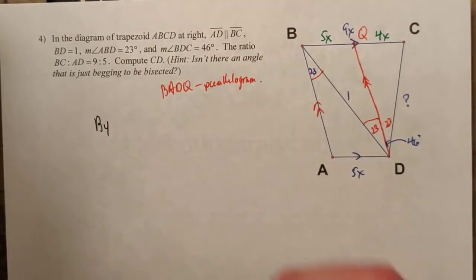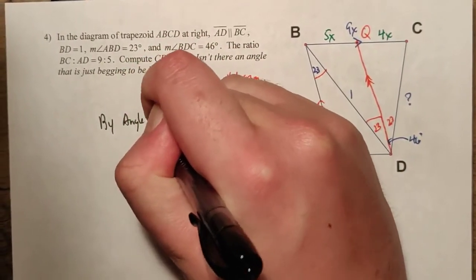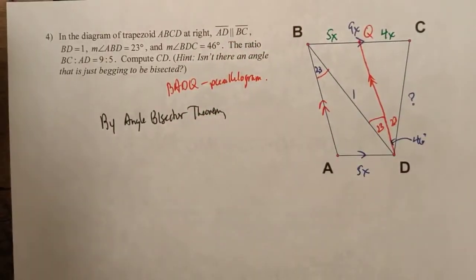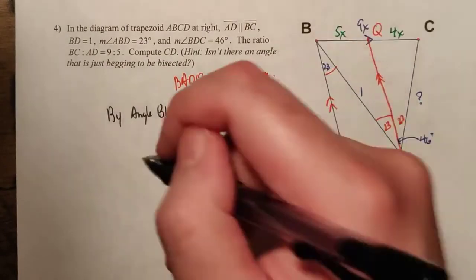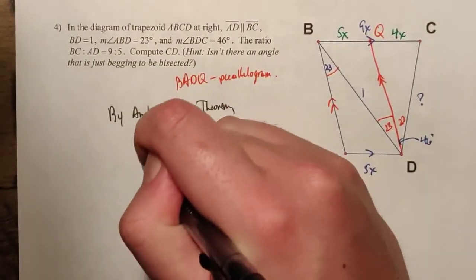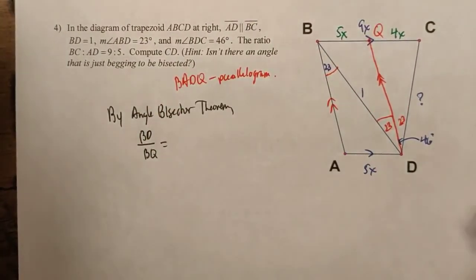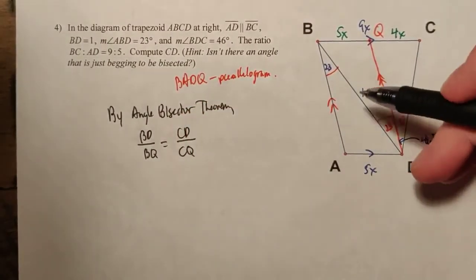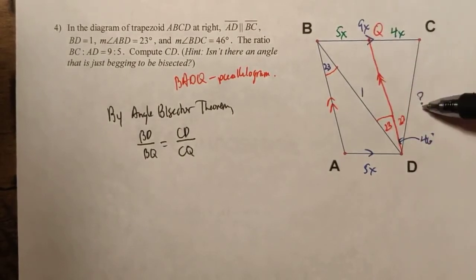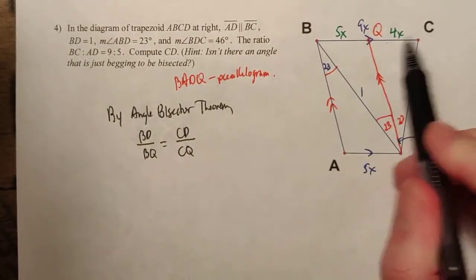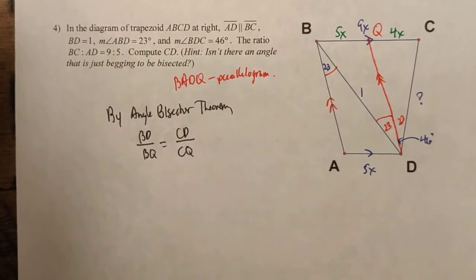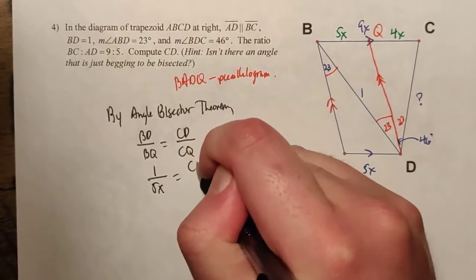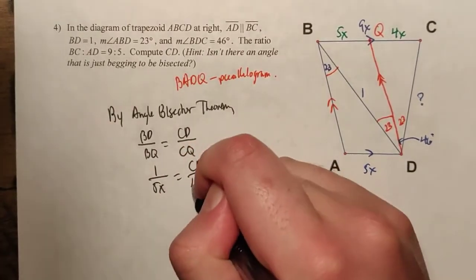So therefore, we can say by angle bisector theorem, we now know that I can write that BD over BQ equals CD over CQ, right? So we can compare this to the side on the piece underneath it, this to the piece underneath it, or you can compare the two sides and make that also as well. All right, so let's fill in what we know. Well, BD is 1, BQ is 5x, is equal to CD over CQ, and CQ is 4x.